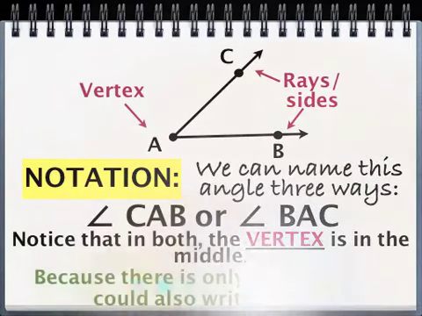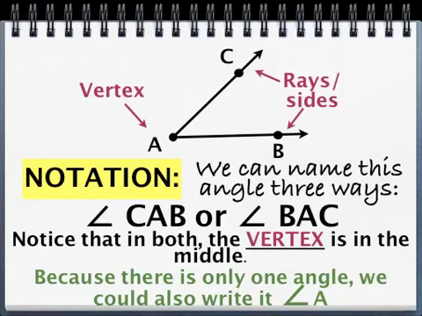Because there is only one angle, we could also write it angle A, only using the vertex. That's okay when you're talking about one angle, but in a minute I'm going to show you an example where you cannot just use the vertex because it wouldn't give you the information you needed. So better safe than sorry, name it with 3 points from the angle.